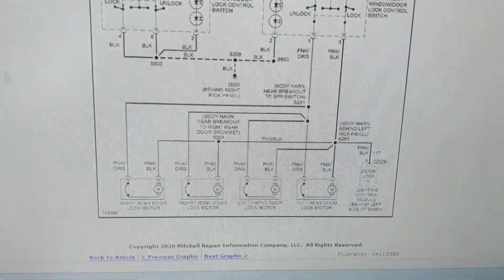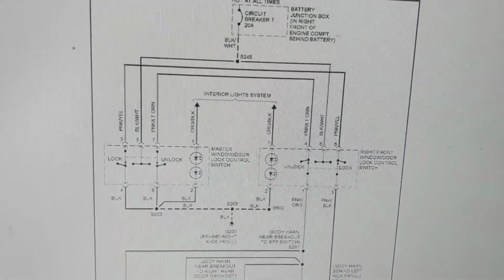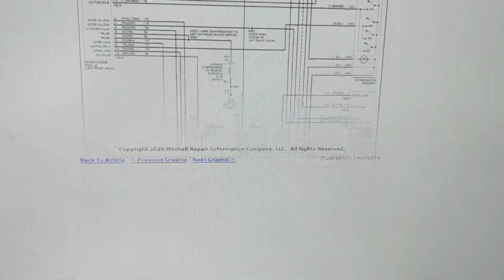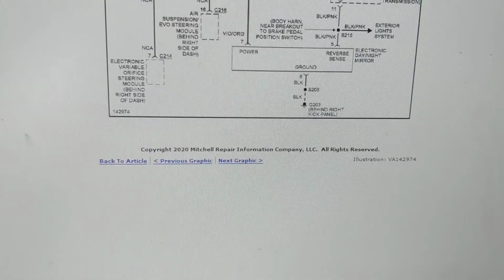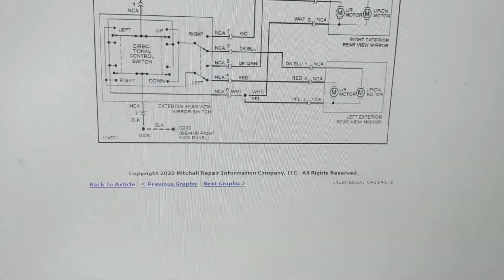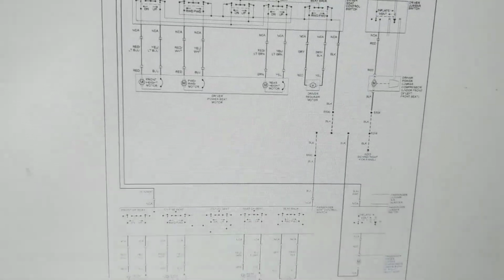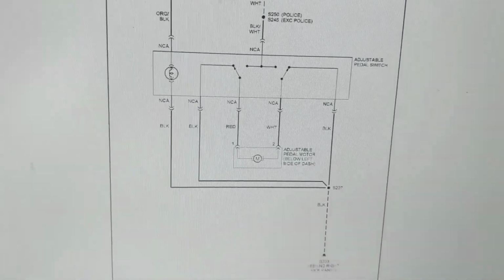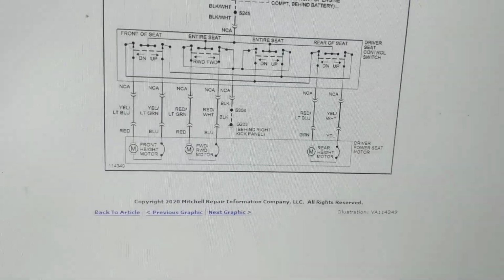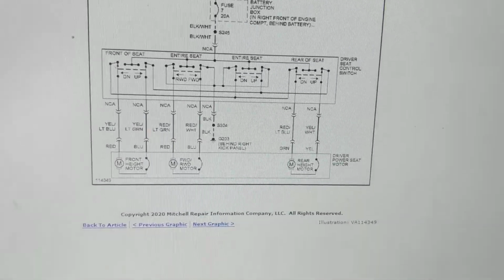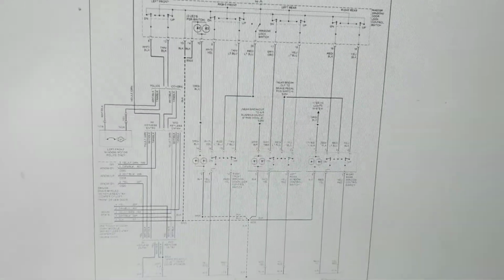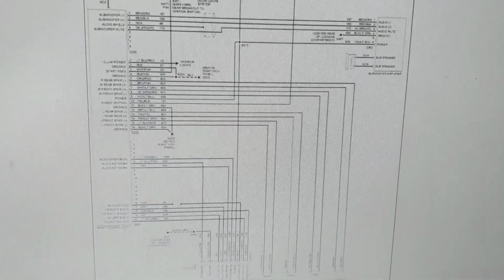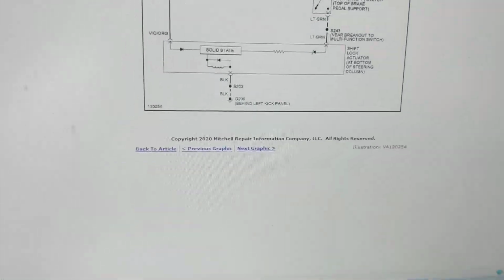Door locks. Motors. Keyless entry circuit. Oh, these are power mirrors. I don't think there's too much interest in that. Lumbar power seats. I don't think there's too much interest in that. Adjustable pedal circuit. I don't think there's too much interest in that. Driver power seats. Power windows. Radio circuit. And that's about it.